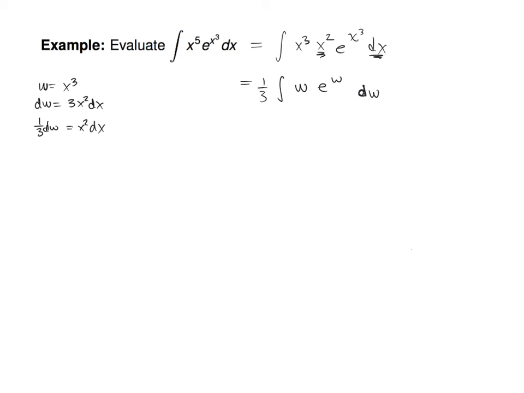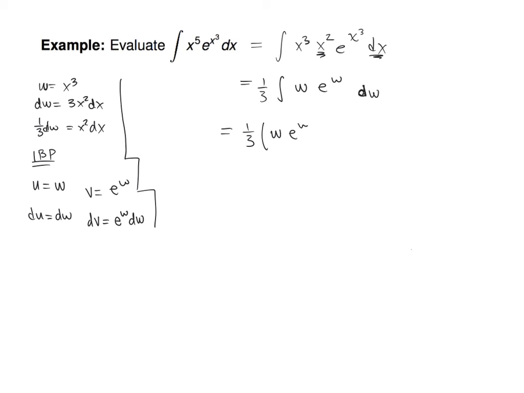Now that you're at this stage, what technique do you use? Integration by parts. This is kind of the most basic application of integration by parts you're going to see. So u is equal to w, dv equals e to the w dw, du is dw, and v is e to the w. Be slightly careful with that one-third, because that integral expands into two portions, so you have to make sure the one-third distributes, or you use parentheses. So one-third w e to the w minus integral of what? e to the w dw. Very good.